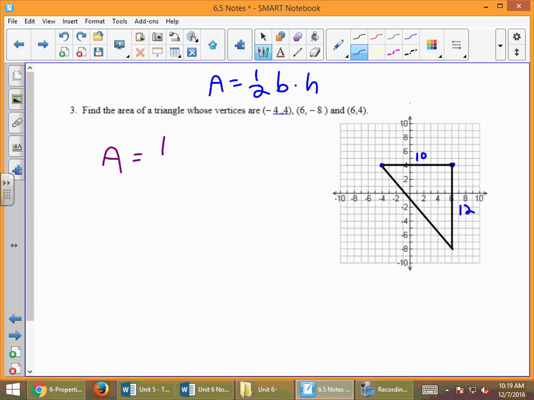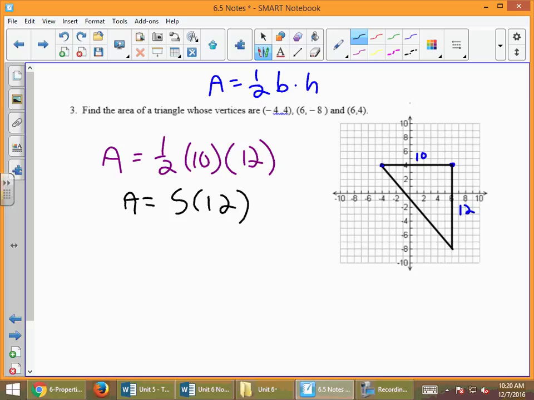So the area equals 1/2. Give me one of the bases. It doesn't matter. Which one do you want to use? Okay, so I'm saying the base is that. It's oriented on the top. So I'm going to do 10 times. What's the height? If the base is 10, what's the height? 12. And we go ahead and solve. We simplify. Use calculator, not calculator. I don't care. What's half of 10? 5 times 12. What's 5 times 12? 60. So the area does equal 60 units.